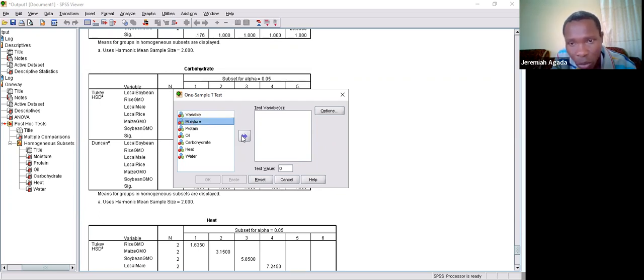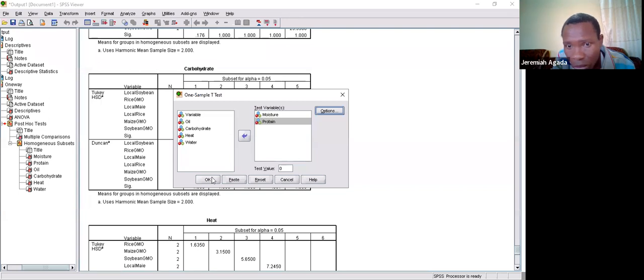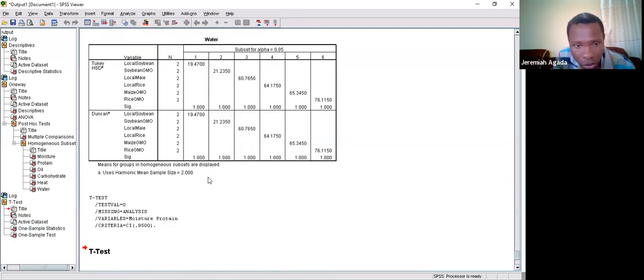This is moisture. I want to now compare moisture and protein. Is there a significant difference? I'm doing t-test now, testing both of them. Is there a significant difference between them? So in this case, I'm going to check option. You see, I'm doing t-test. So the confidence interval is 95% confidence interval, and then it's going to be case by case analysis. Okay. Let me just say okay, and let's see what result will come out.